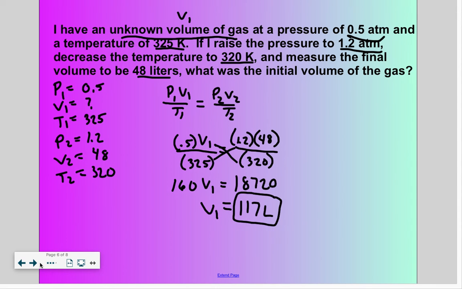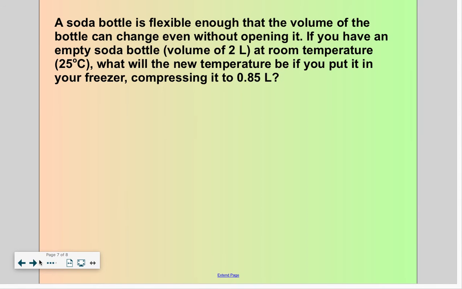All right, 2 to go. Okay. So we got a soda bottle is flexible enough that the volume of the bottle can change even without opening it.